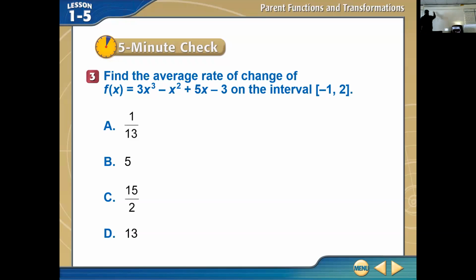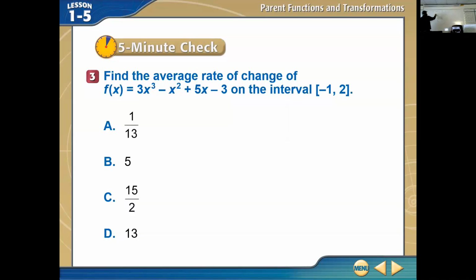Okay, so when I plug in f of 2, I get 3 times 2 cubed minus 2 squared plus 5 times 2 minus 3. So now I carry out my arithmetic.